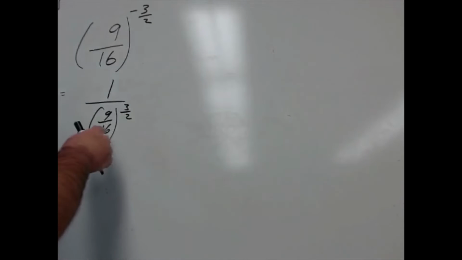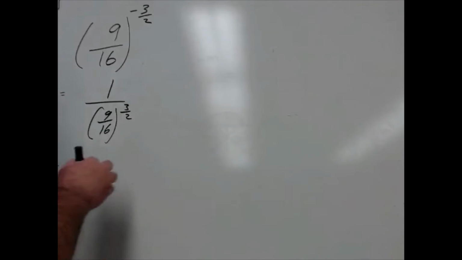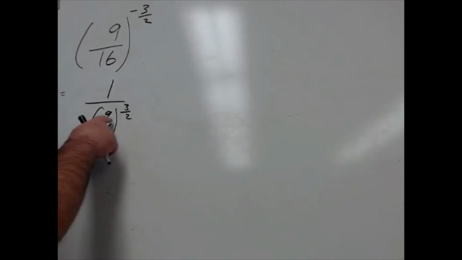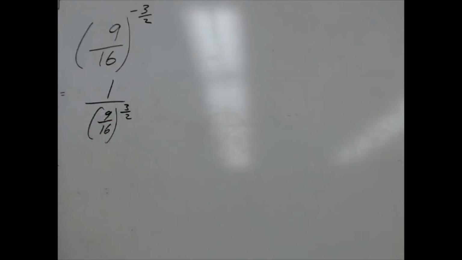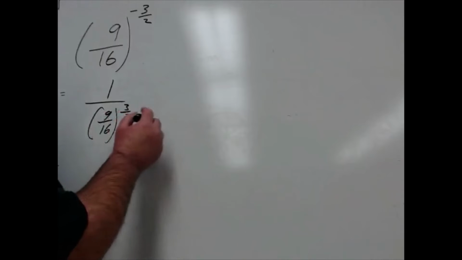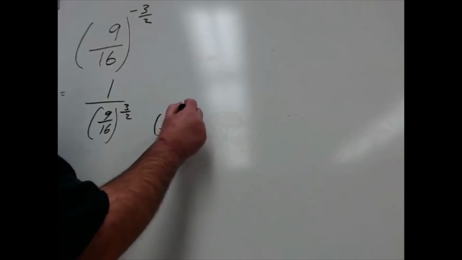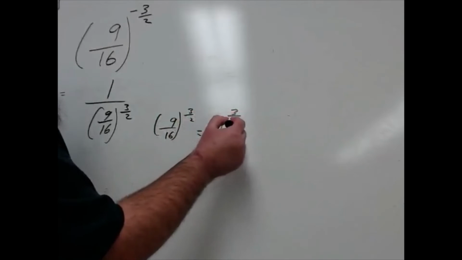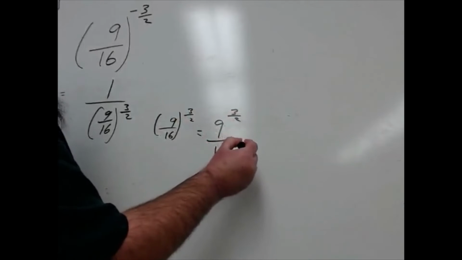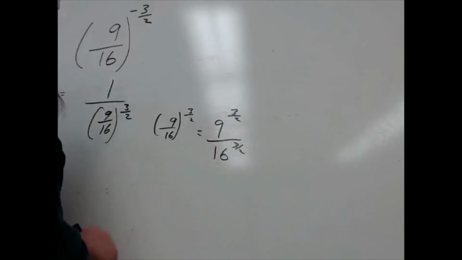And now we can evaluate each of these pieces. Well, when I have something inside a bracket raised to an exponent, I put the exponent on each piece. So if I've got 9 over 16 to the 3 over 2, then what I'm going to do is write that as 9 to the 3 over 2 over 16 to the 3 over 2. And then evaluate these radicals.